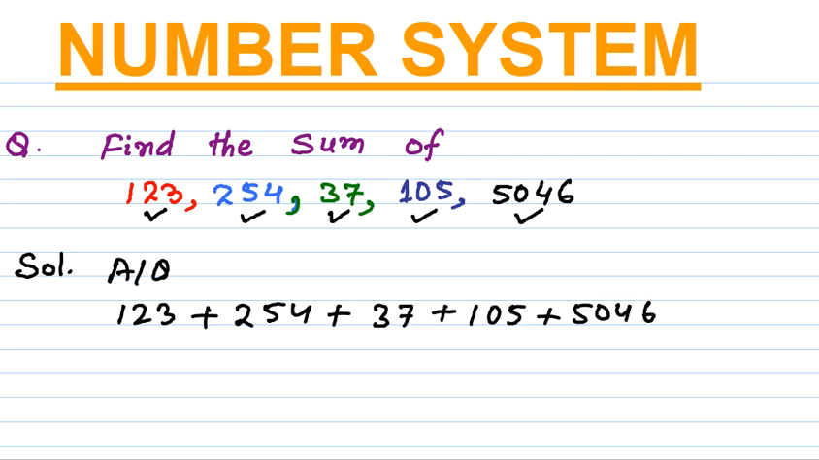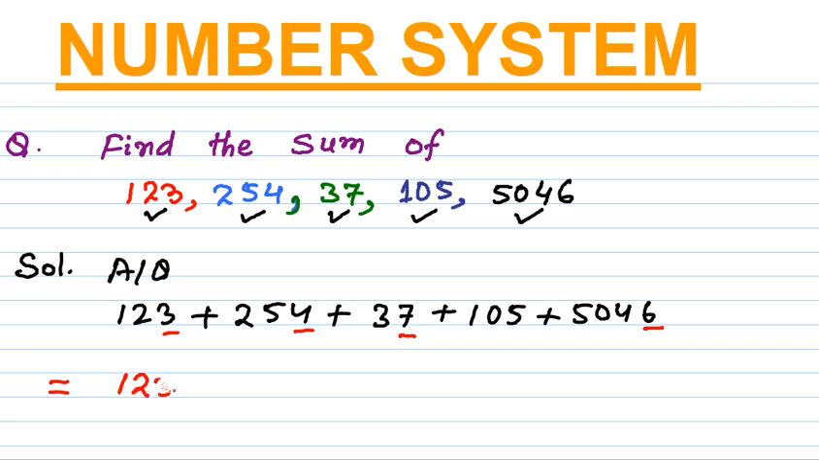Here, in view of the commutative property and associative law of addition, we note that while adding any three or more whole numbers, we can group them or change their order in such a way that the calculation becomes easier. You see here that 3 plus 7 is 10, 4 plus 6 is 10. So let's start to group it.